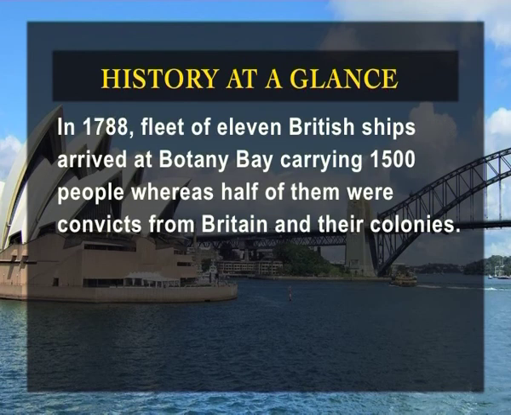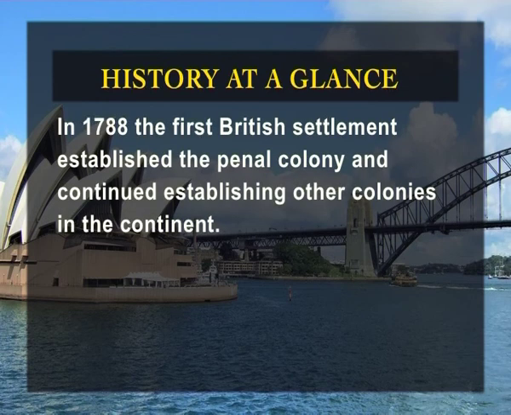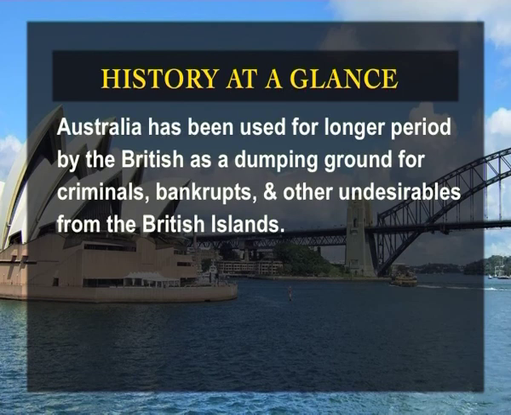In 1788, a fleet of 11 British ships arrived at Botany Bay carrying 1,500 people, half of them convicts from Britain and their colonies. In 1788, the first British settlement established the penal colony and continued establishing other colonies on the continent. Australia was used for a long period by the British as a dumping ground for criminals, bankrupts and other undesirables from the British Isles. These convicts gradually started farming and sheep raising on the land allotted by the government.